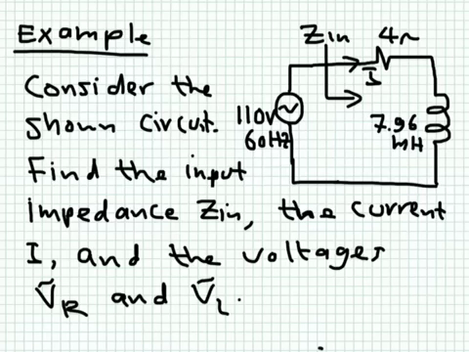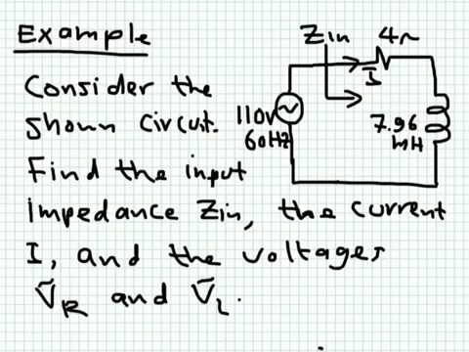Now, let's consider an example. We have here a circuit. It consists of a 4-ohm resistor in series with a 7.96 millihenry inductor. They are both connected to a 100 volt voltage source at 60 hertz. Okay, and when you say 100 volts like that, we indicate this is the RMS value.